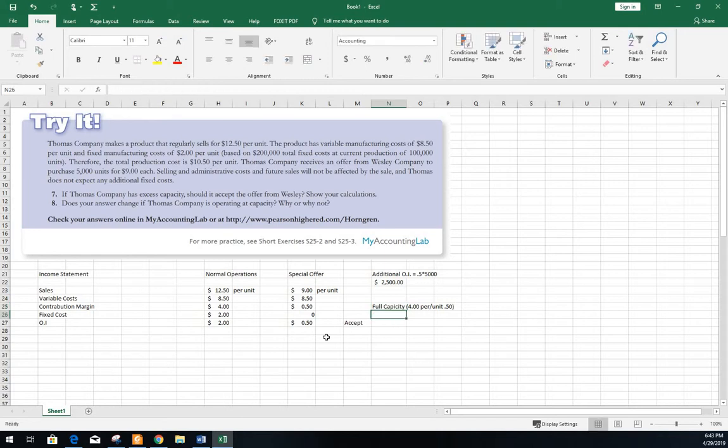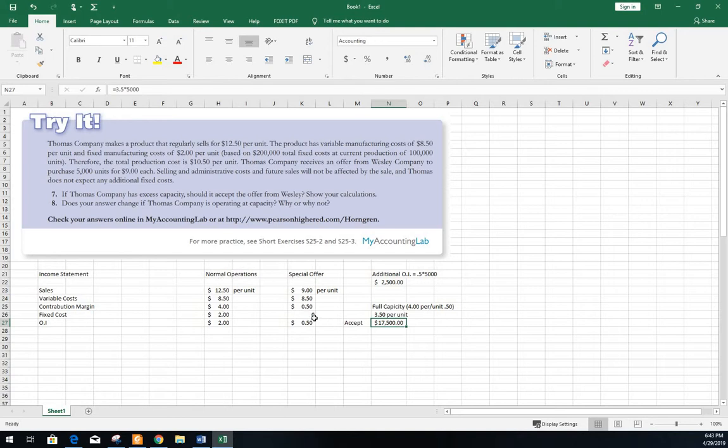So that's a difference of $3.50 per unit. And if we did that, $3.50 per unit times the 5,000 units, we would lose $17,500 because we're giving up $3.50 of contribution margin for every unit that we produce at a lower cost.